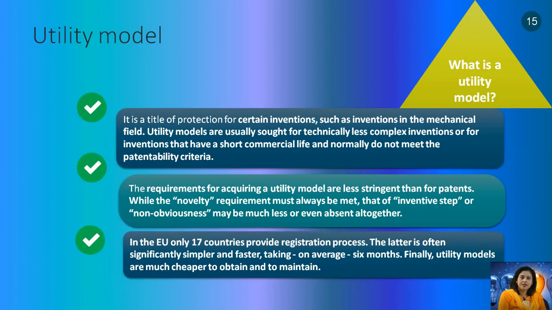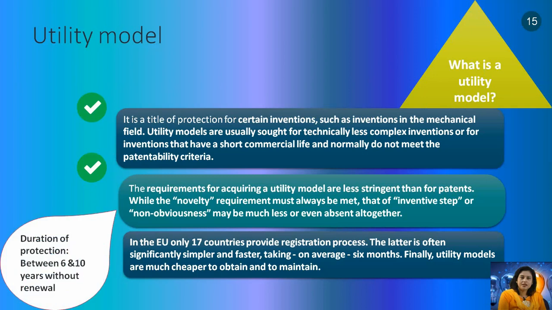In the European countries, only 17 countries provide a registration process. The latter is often significantly simpler and faster, taking on average 6 months. Finally, utility models are much cheaper to obtain and to maintain. Duration of protection of utility models lies between 6 and 10 years without renewal.